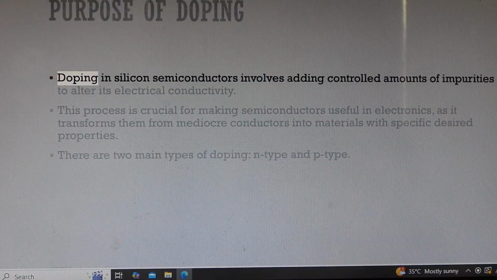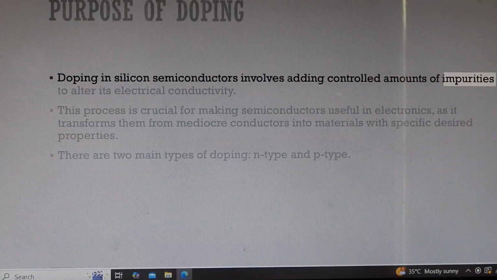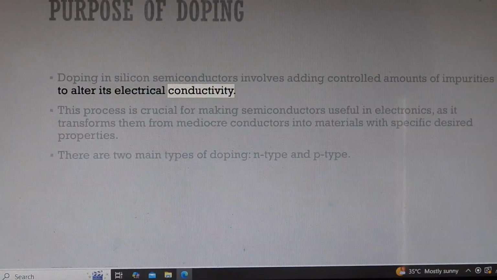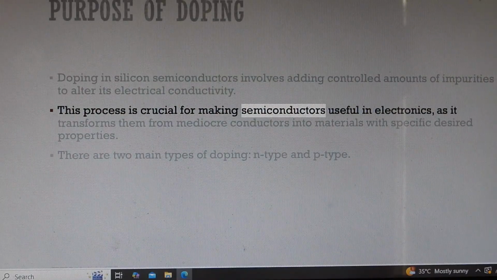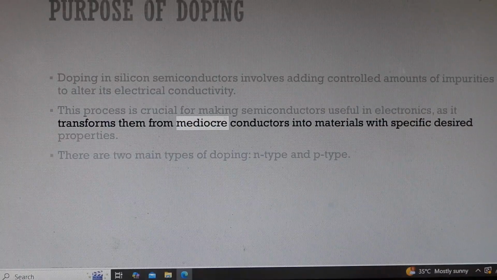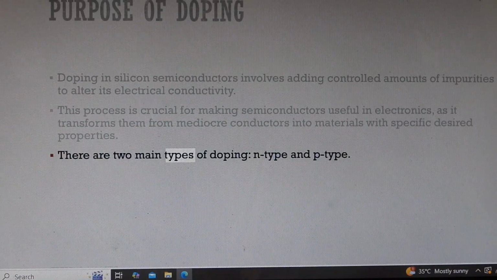Purpose of doping. Doping in silicon semiconductors involves adding controlled amounts of impurities to alter its electrical conductivity. This process is crucial for making semiconductors useful in electronics, as it transforms them from mediocre conductors into materials with specific desired properties. There are two main types of doping, N-type and P-type.